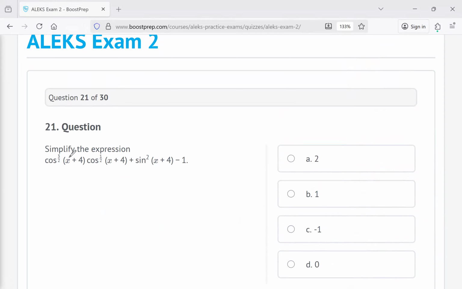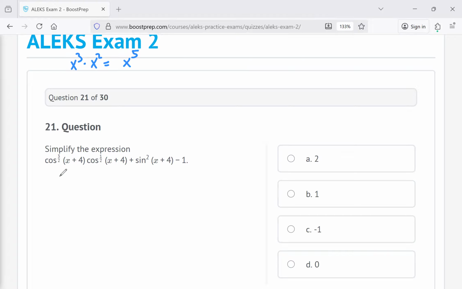Okay, this one, we have cosine squared of 3 halves of x plus 4, times cosine squared of 1 half of x plus 4, plus sine squared of x plus 4, minus 1. So what I would do is, this is multiplication, cosine squared of 3 halves, parentheses x plus 4, times cosine squared of 1 half of x plus 4. So what happens when you multiply with the same base? It's equivalent to saying x to the 3 times x to the 2. You add the powers, right? 3 plus 2 is 5.